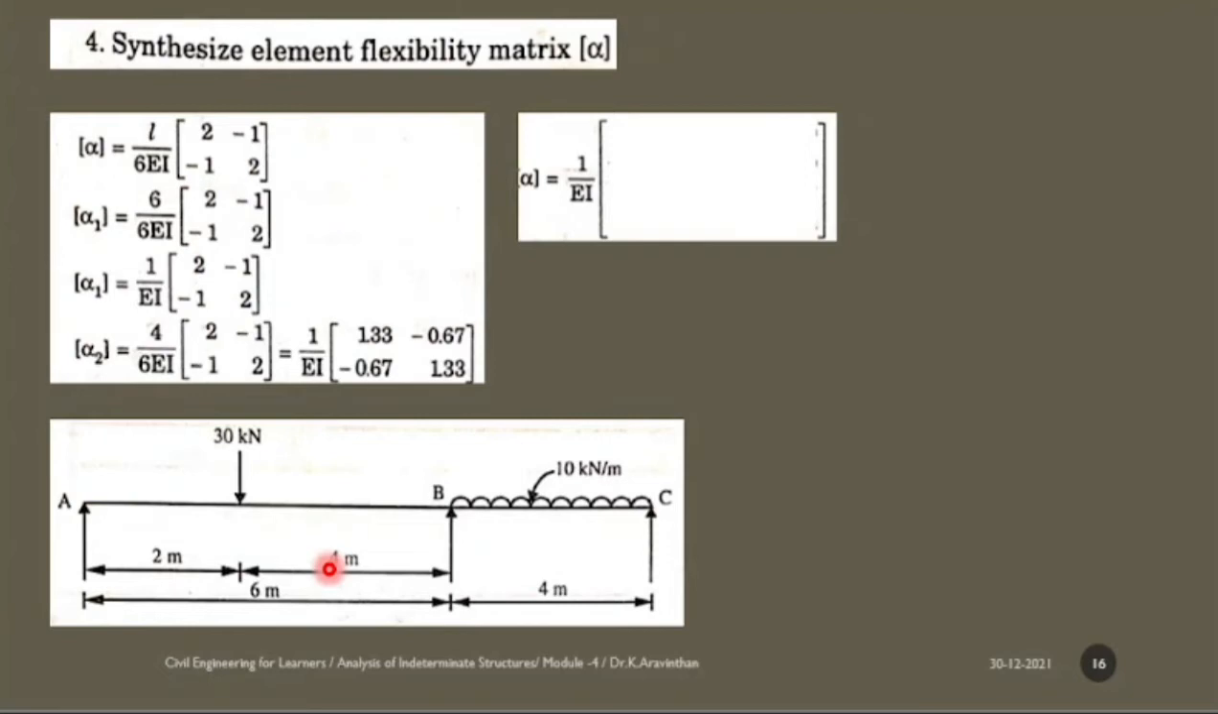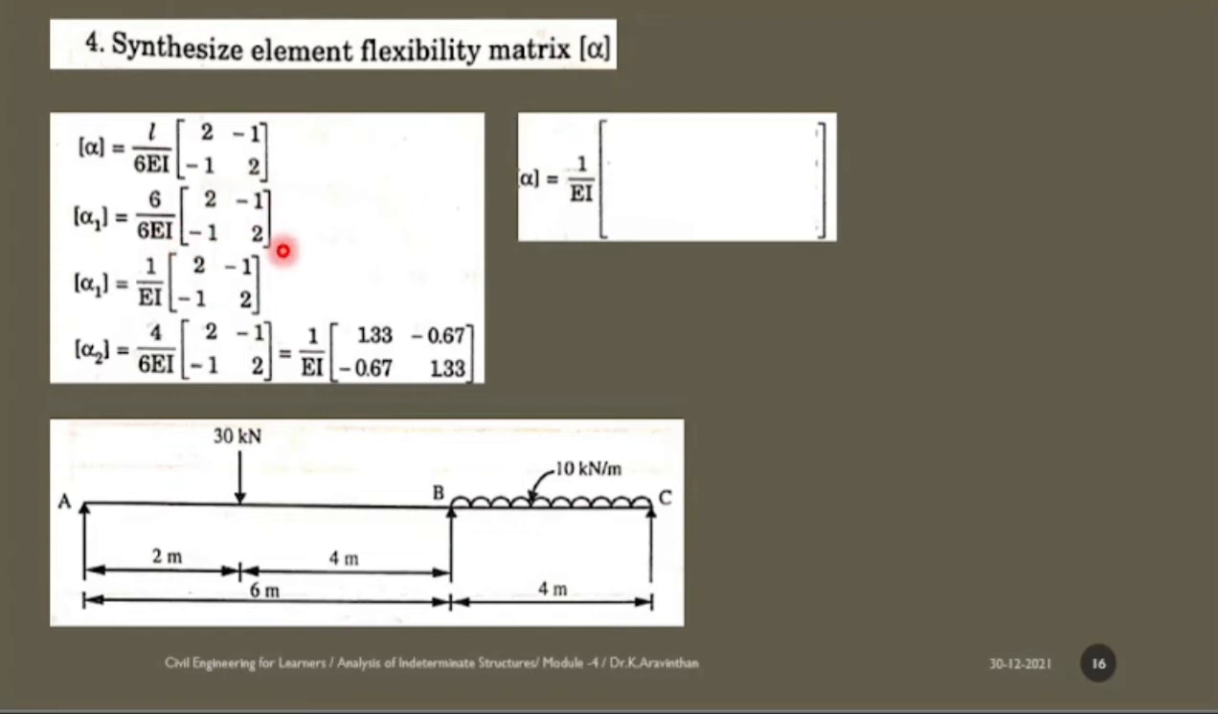Step number 4 is the element flexibility matrix, that is alpha. What is the formula? L by 6EI, 2 minus 1 minus 1 2, which is the generalized formula. If you want to find the flexibility matrix, the formula is L by 6EI, 2 minus 1 minus 1 2. Okay. You have AB of length 6 meters. So L will be 6, and 2 1 1 2.